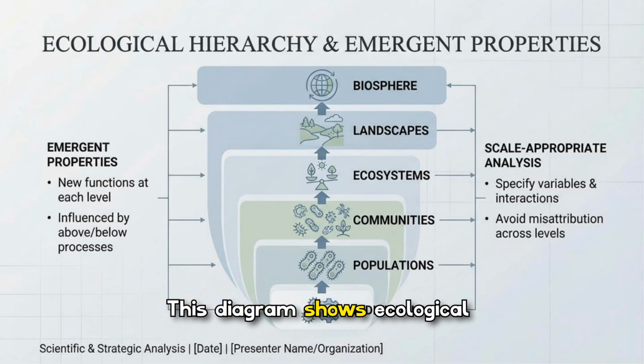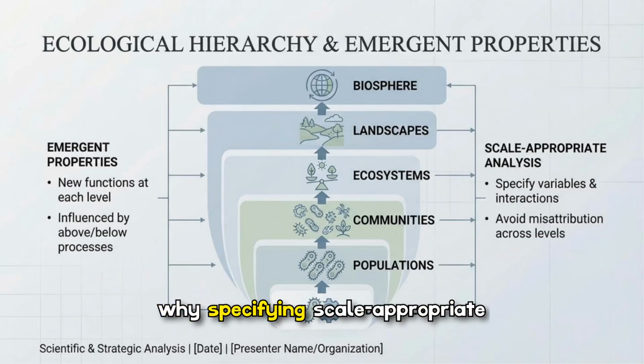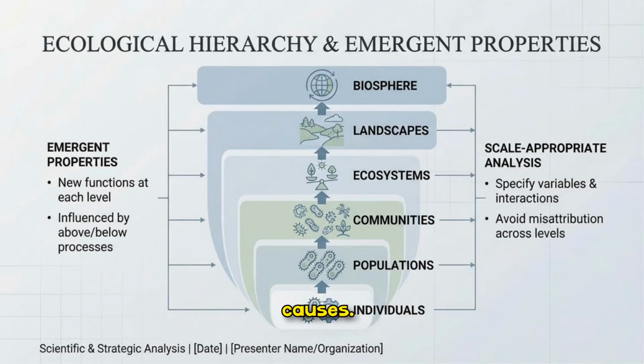This diagram shows ecological hierarchy from individuals up to the biosphere, and highlights emergent properties that arise at each level. Think of how processes at smaller scales combine and are influenced by larger scale drivers, which is why specifying scale-appropriate variables and interactions is essential to avoid misattributing causes.